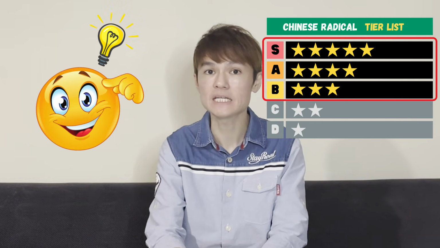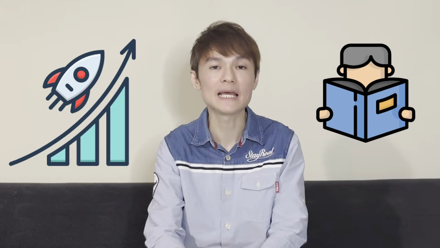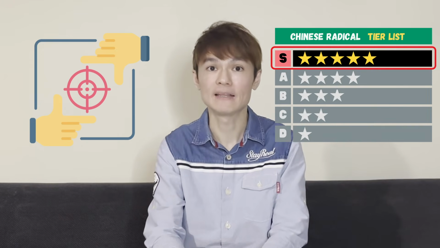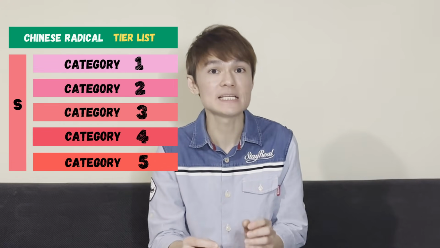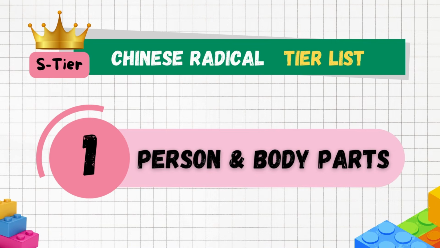If you have a good grasp of the radicals from B tier and above, you will remarkably advance in your reading and writing skills. In this episode, we will be focusing on the radicals in the S tier first. Instead of memorizing them by stroke order, I group them into different categories as it's even easier to remember. The first category is person and body parts.